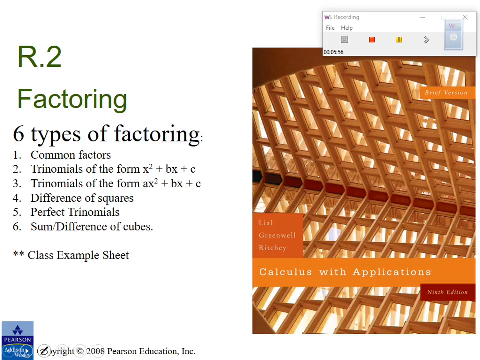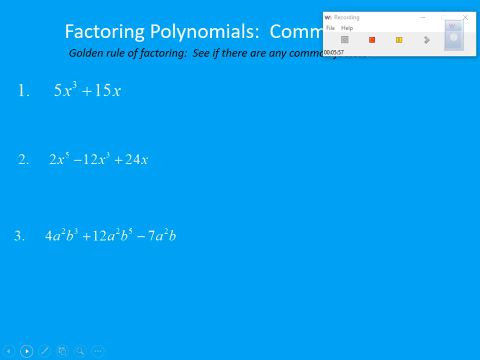Now, I've got a lot of examples here, but I'm going to click right through them. Factoring overall is pretty dang easy. So, here's where I'm going to go first. The golden rule of factoring says take out whatever they have in common. So I'm going to look at my 5x cubed plus 15x. I spy that they have a 5 and an x in common, which leaves me an x squared plus 3. And then I'm done.